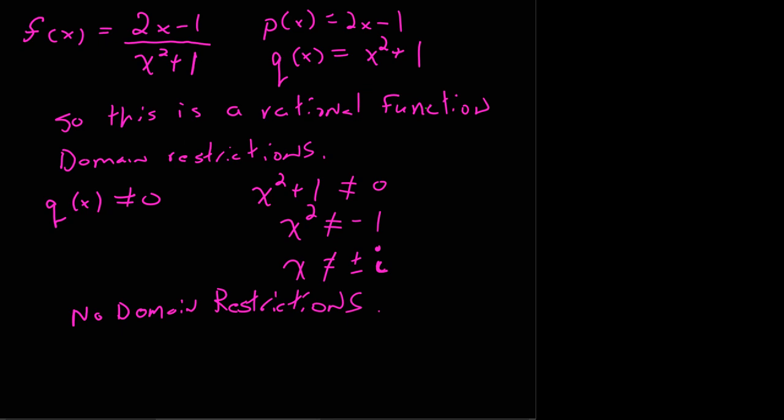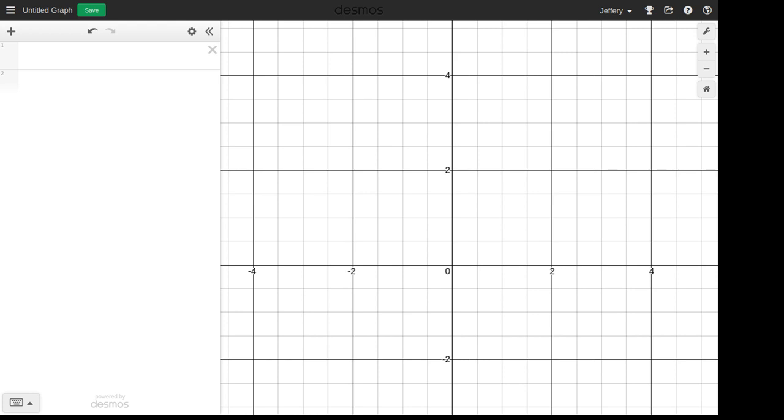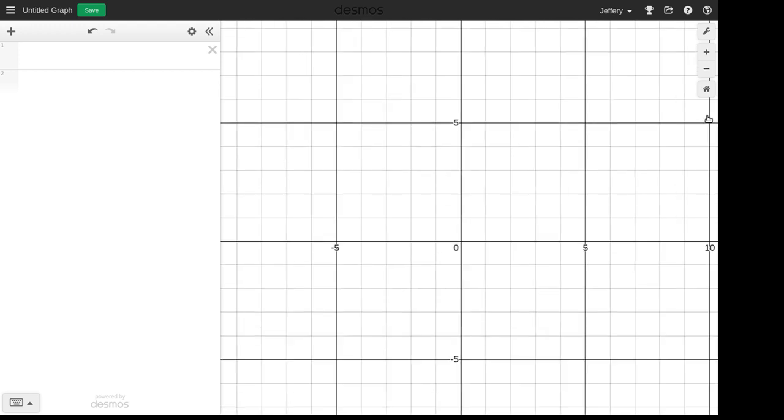Let me see if I can get over to Desmos smoothly here. Yes, good. And it's blank. Oh, that's exactly what I wanted. Alright, that sounds like whatever I kicked there, I kicked it properly.